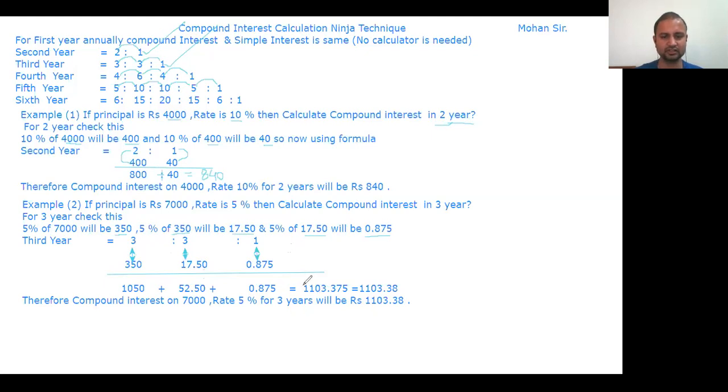Now if we add the total, it will be 1103.37, which approximately we can say is 1103 rupees 38 paisa. That is, compound interest on 7,000 at rate 5% for 3 years will be 1103.38. In this way we can calculate other questions also easily.